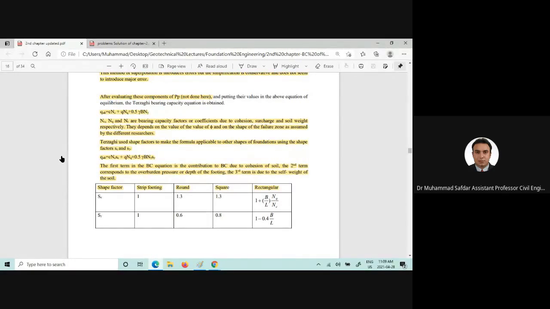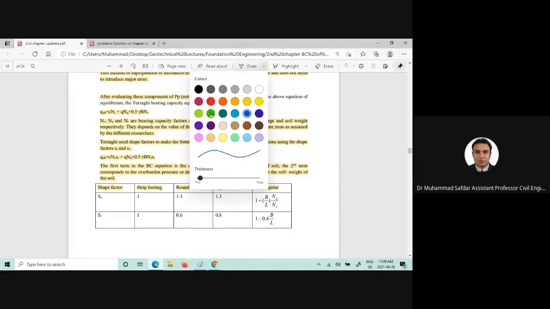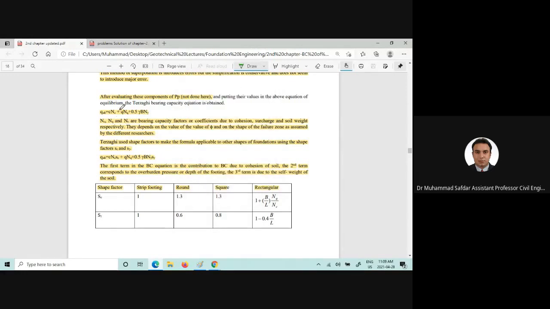So in today's class, we start by noting down a few important equations related to your quizzes, assignments, and exams. Please kindly note down this equation, because we are going to use it during the problem solving and numericals. Also, please kindly note down the ultimate bearing capacity equation of Terzaghi's.